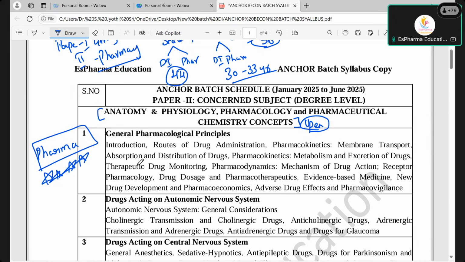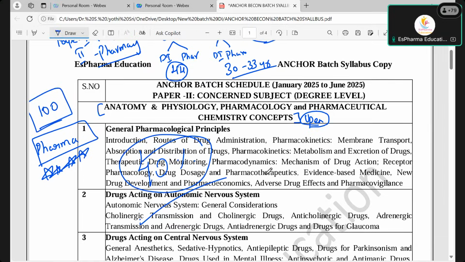And what is the weightage of this subject? For example, every time I will tell you to divide the entire syllabus copy into 100%. So you can give 40% for this subject, 40% for this subject. And if you are preparing for state, central, pharmacist, drug inspector, any examination, this subject is common.